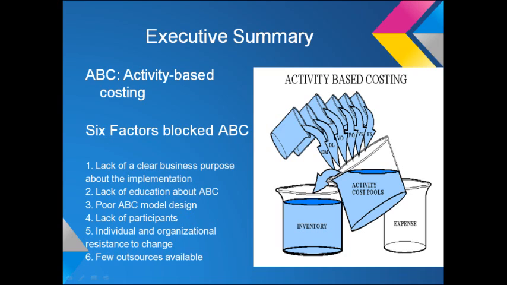This video will explain 6 factors blocking implementation of ABC. First is a lack of clear business purpose for implementation, and second, lack of education about ABC. Third, poor ABC model design, and 4, lack of participants. 5, individual and organization resistance to change. 6, few outsourcing options available.